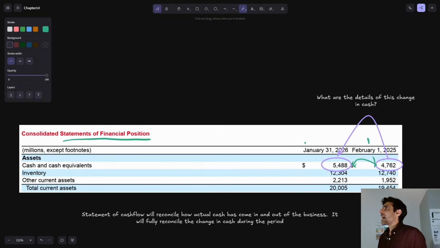So what the statement of cash flow is essentially going to do is reconcile this change in cash from one period to another. We have a bunch of cash going in and a bunch of cash going out, and we're going to bifurcate that into these sections. At the end, you'll see the exact amount of cash that changed in the period, and it will go from this beginning balance to ending balance. Okay, so you'll see that on the statement of cash flow.